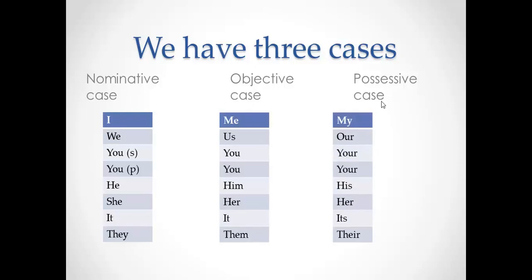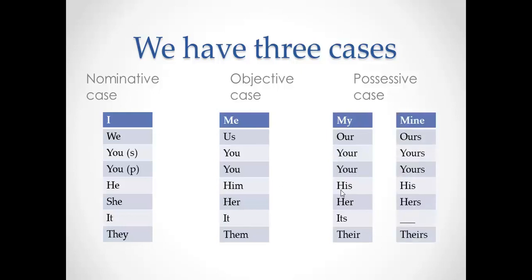In possessive case, we have two types. We have possessive pronouns and possessive adjectives. The first one here is called possessive adjective. The second one is called possessive pronoun. What is the difference between them? This part, my, our, your, his, her, its, their, must be followed by a noun. I cannot say this is my. My what? It's not clear. I must say this is my book, my house, my father, my teacher.